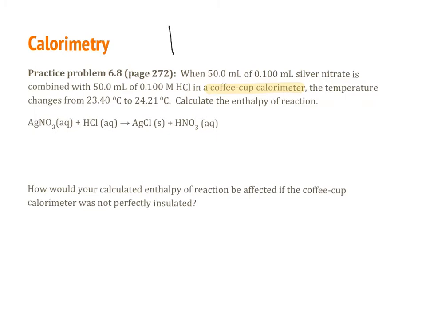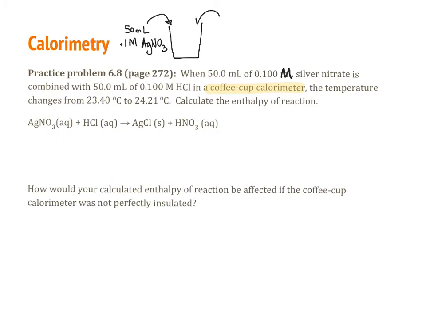So we're going to draw our little picture here. We've got a cup, and into that cup we are going to put 50 milliliters of 0.1 molar. Oh, just realized there's a typo in my slide. This should be 0.1 molar, like I said out loud, not 0.1 milliliters. So 0.1 molar silver nitrate.